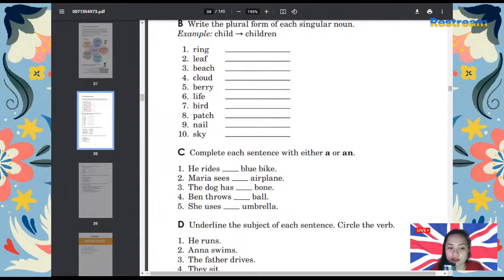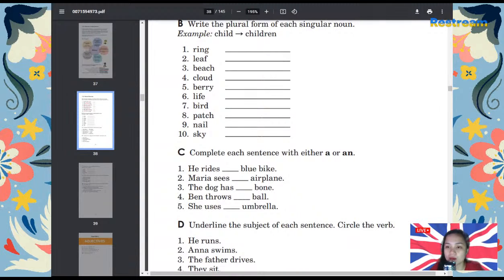Okay, so very good. Yes, we will use the article a. So it will become he rides a blue bike. Okay, very good. So next, how about this one? We have number two. Maria sees blank airplane. So the next word before the blank is the noun airplane. So we have here, okay, it starts with a vowel. So what will we use if it starts with a vowel, a or an?